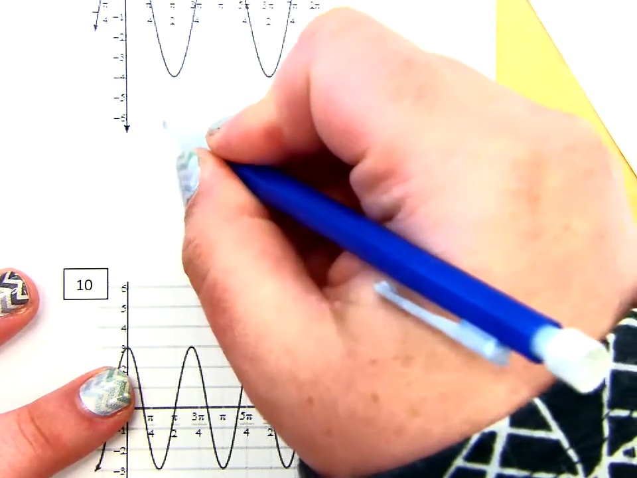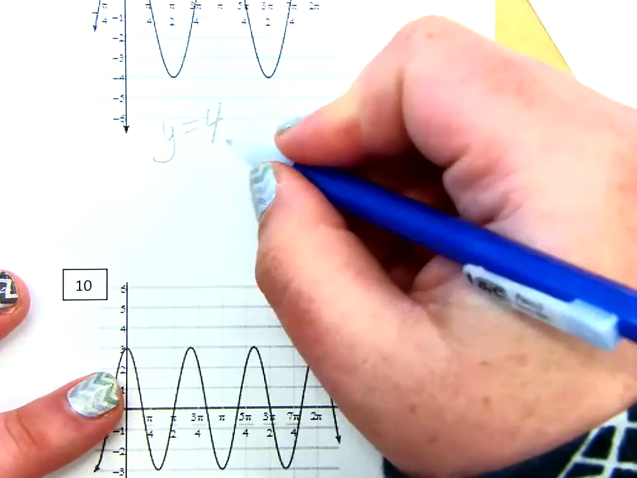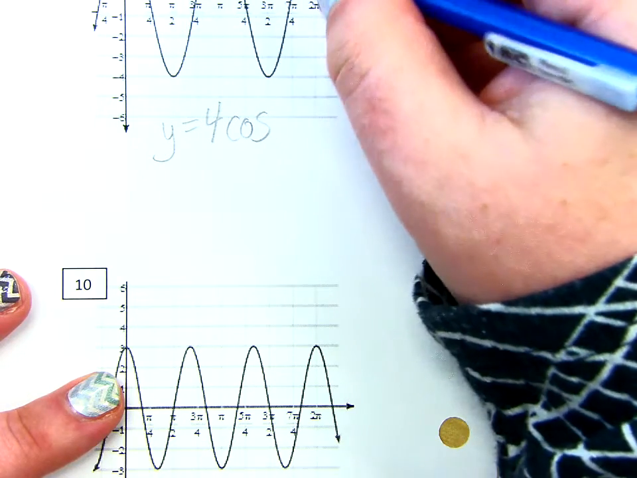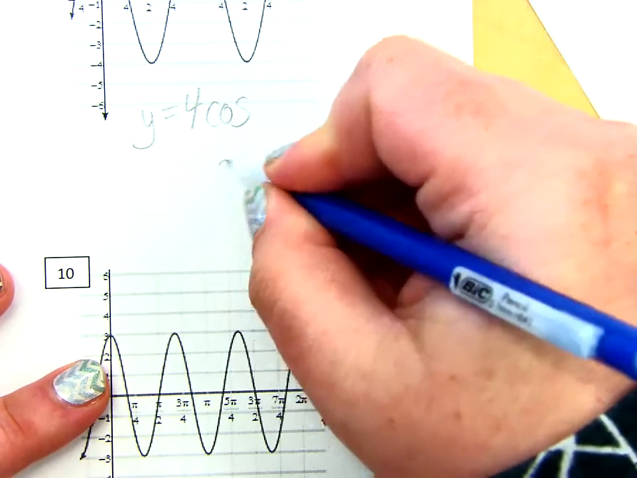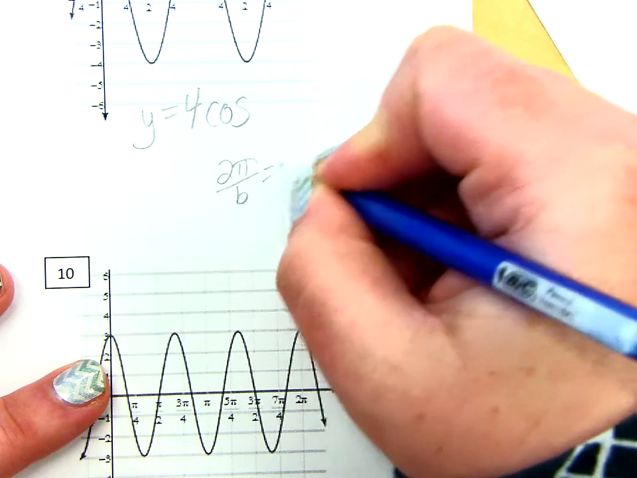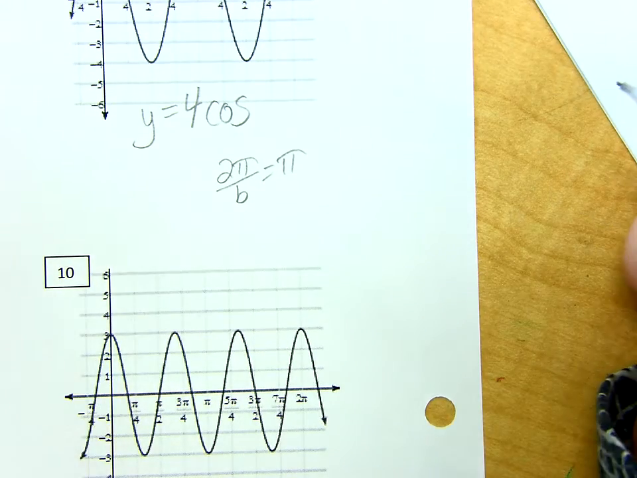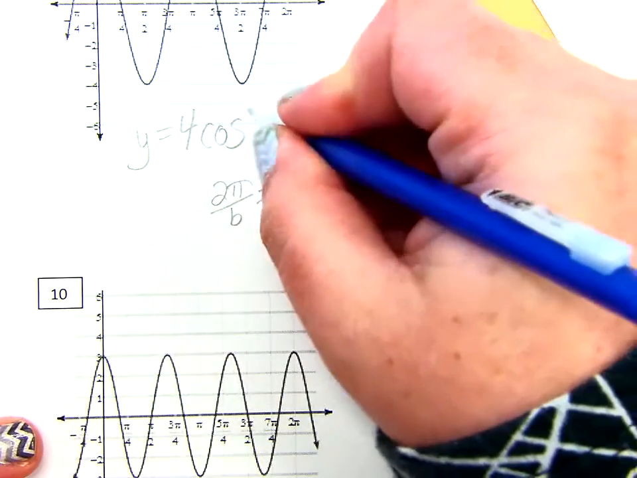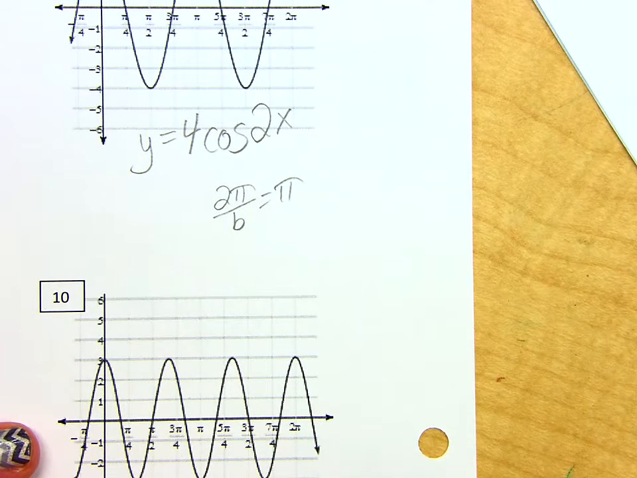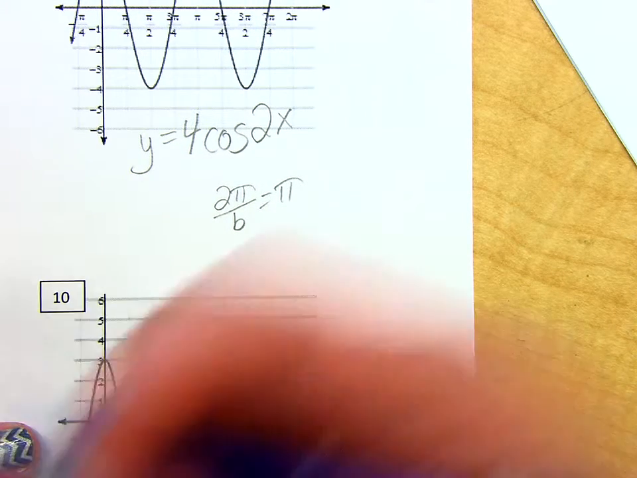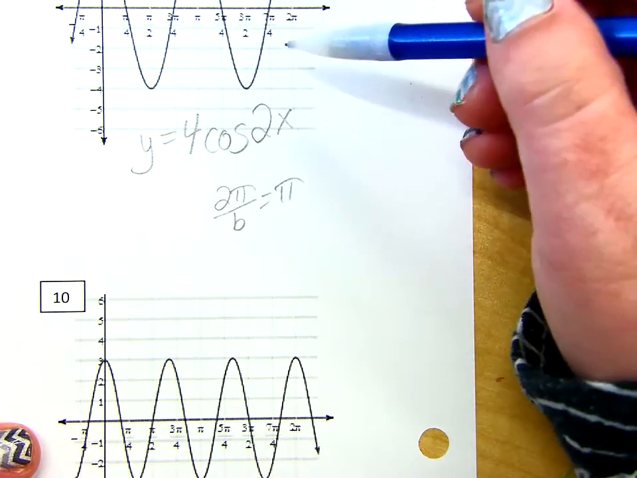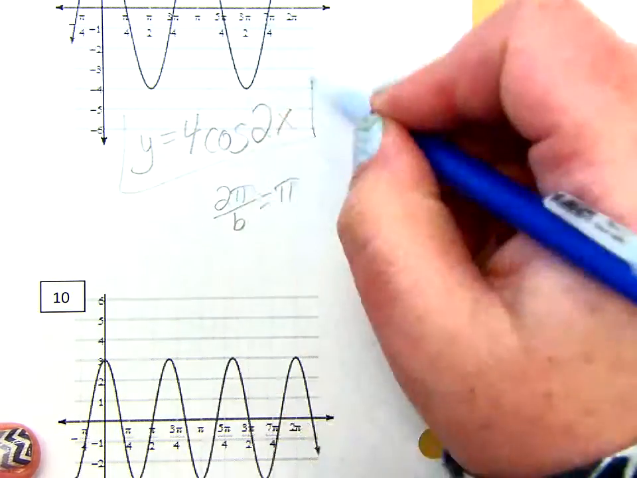On the back, let's see, we left off on 8. Y equals 4 sine or cosine? Cosine, and then let's see, 1 full cycle is pi, right? So 2 pi over what would get me pi? What must b be? 2. You can also count how many cycles you've done in 2 pi, which is 2. So that's another way to get the same answer. So either way I get there.